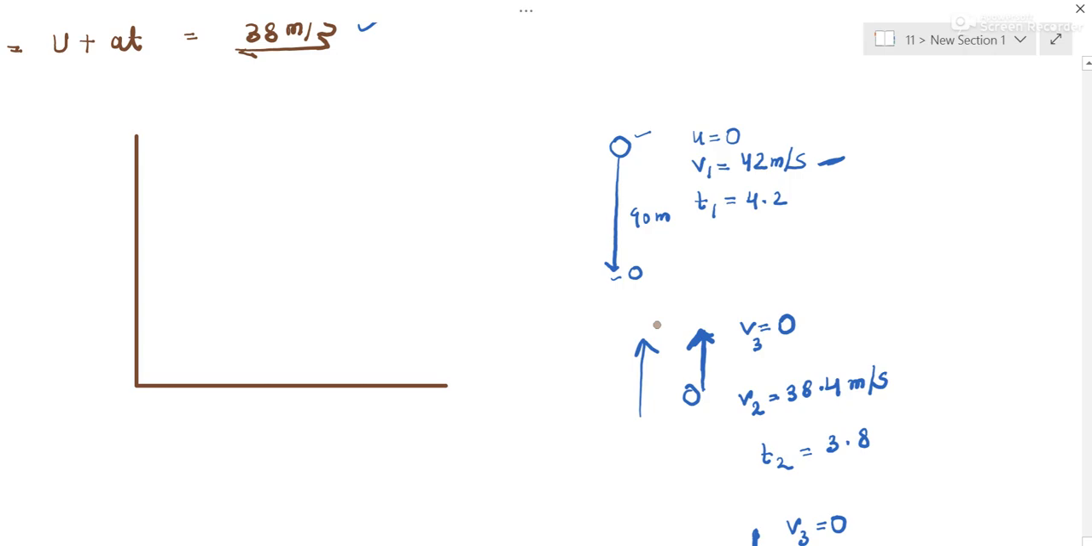Important question as in concept wise. So see, it started with 0. So this is my velocity and this is my time. So it started with 0. Initial velocity was 0 because you are throwing down. Okay, so here is your initial velocity 0. Now you have to reach up to 42. So let it be 42 meter per second. And time is 4.2. So let it be 4.2. So you have to reach up to here with a straight line.